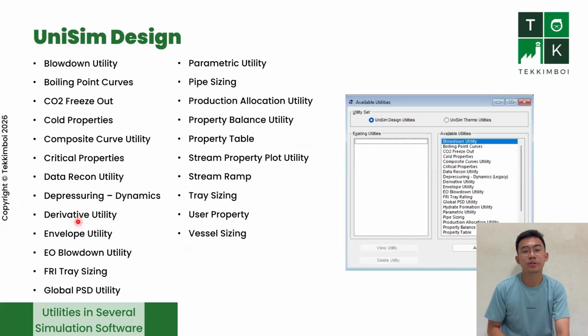Next one is UniSim Design. They have several utilities under this utility tab or pop-up. Several unique utilities here are blowdown utility, depressurizing dynamics, EO blowdown, FRI tray sizing, property table, balance utility, production allocation utility, and also composite curve utility, which is also available in Aveva Pro 2.